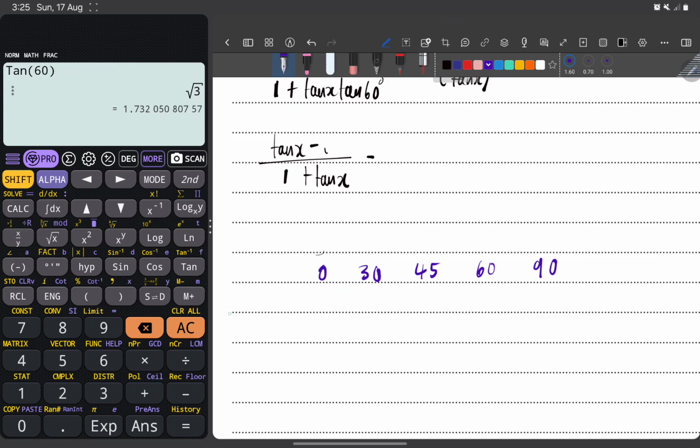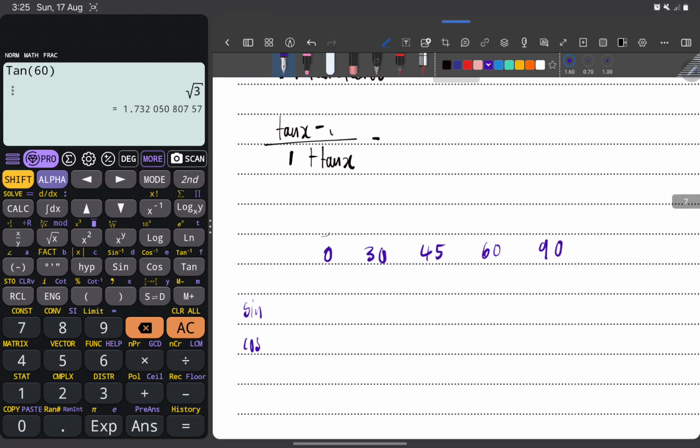So what are we going to have? You should know what sine of this is, what cos of this is, and what tan of this is. All right, so let's say this is the x, and then here we have the angles.